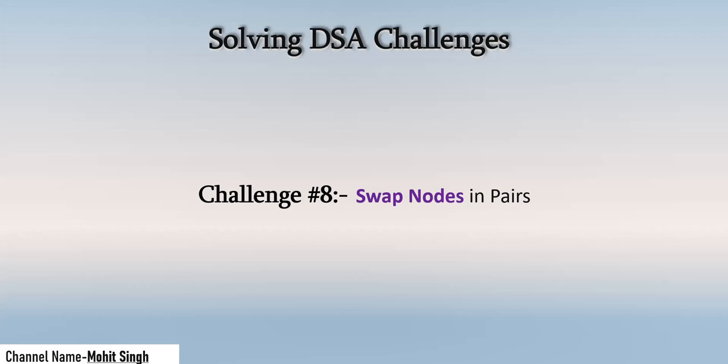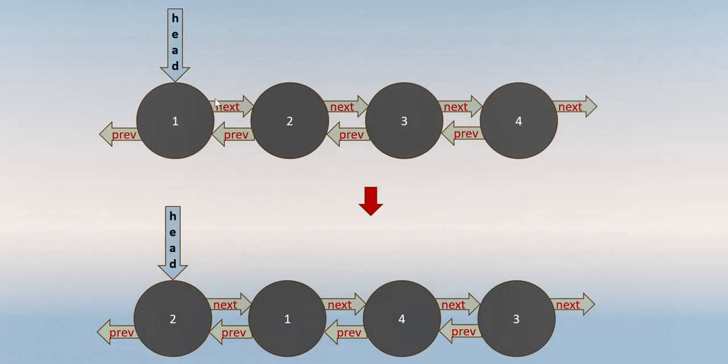So this question is all about swapping nodes in pairs. If you consider this example, we have a linked list with 4 nodes and this is the first node pointed by head. As per the requirement, we have to swap the nodes in pairs such that the final linked list will look something like this. Earlier the order was 1, 2, 3, 4. Now first two will be swapped and then third and fourth will be swapped. The resultant linked list will look something like this. So 1 and 2 are swapped to 2, 1, and 3 and 4 are swapped to 4, 3.